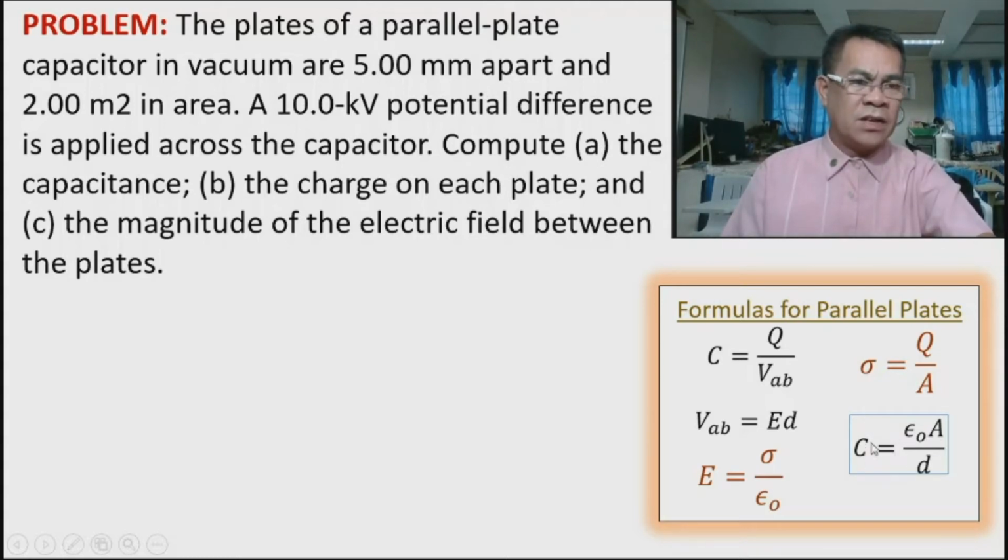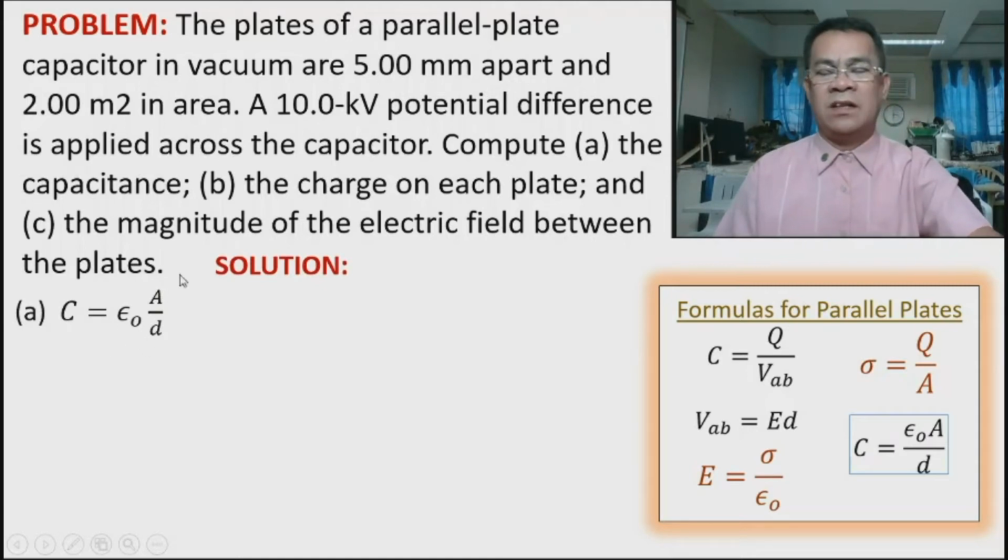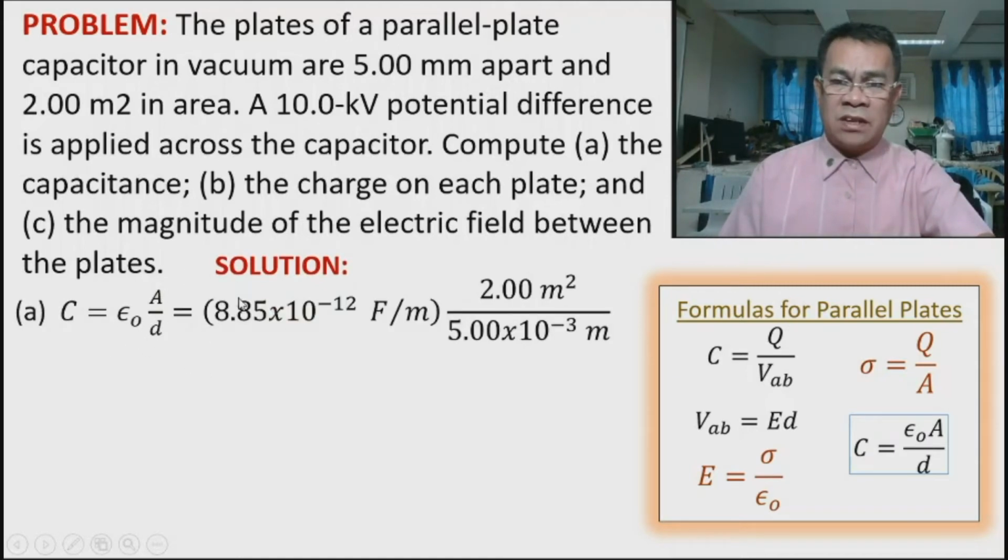This is another formula for C, the derived formula for the parallel plates only. The capacitance requires only area and D. So we can use this formula because the area is given as 2 and D is given as 5 mm. So use that formula for your solution for letter A. Then supply the values. The constant is 8.854 times 10 raised to negative 12. This is actually the same as the unit of farad per meter. The coulomb square per Newton meter square is the same as the farad per meter.